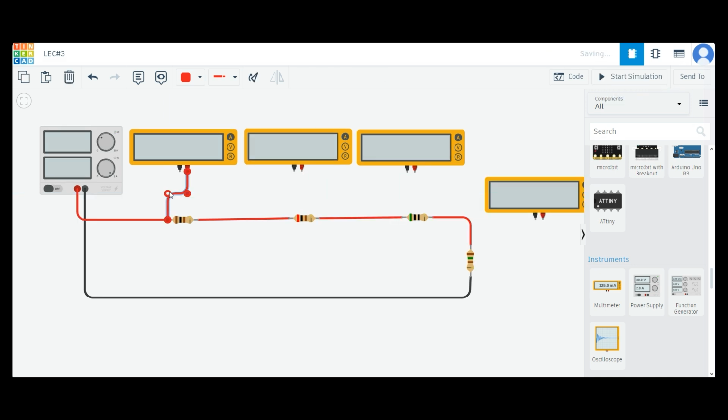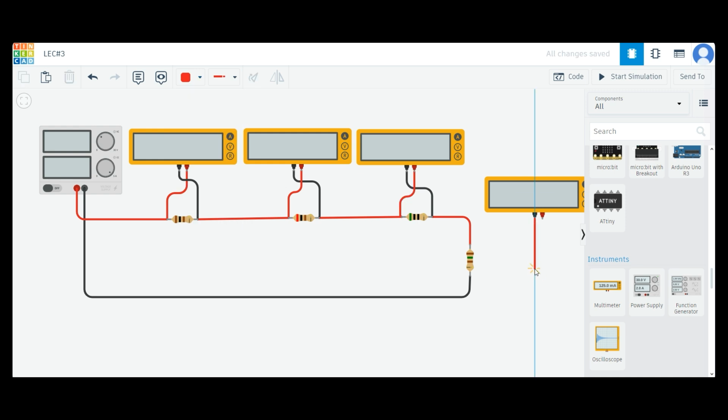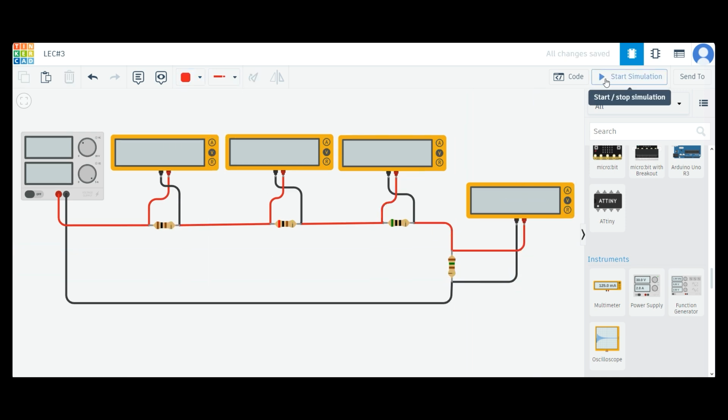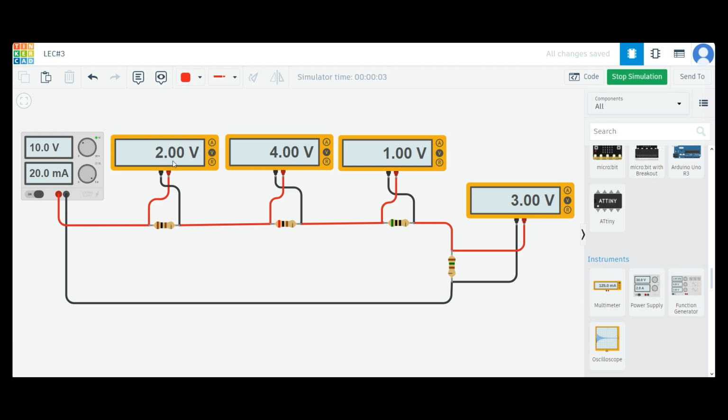Now let's validate our voltage drops calculations. For this, I have placed voltmeter across each resistance. Remember that a voltmeter should be connected in parallel to measure voltage across any source or components. Now let's start the simulation and you can see that each voltmeter shows exactly same voltage which we have calculated.